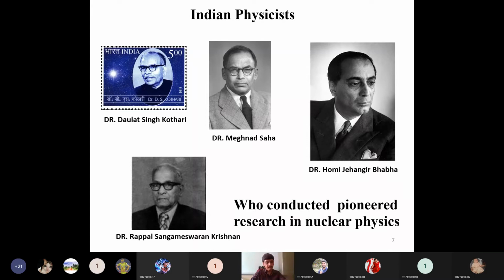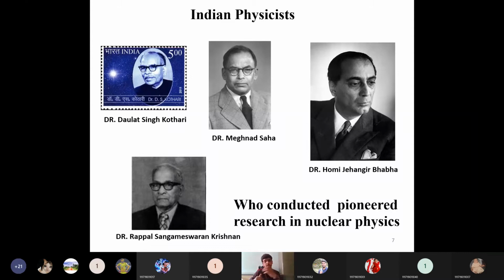That one. Then next one is R.S. Krishnan. Okay, popularly known as R.S. Krishnan. He is also an Indian physicist who was the pioneer to conduct the experimental physics works in the nuclear energy domain area. He worked in the IISc Bangalore, Indian Institute of Science, after C.V. Raman.